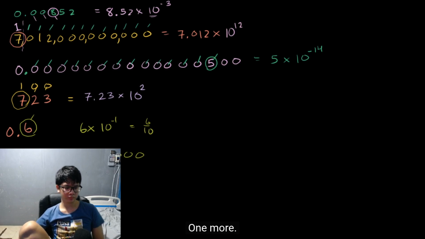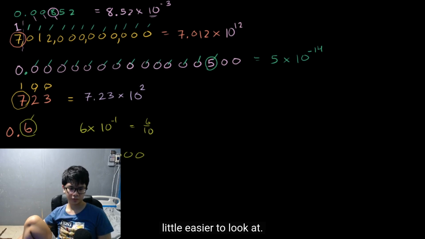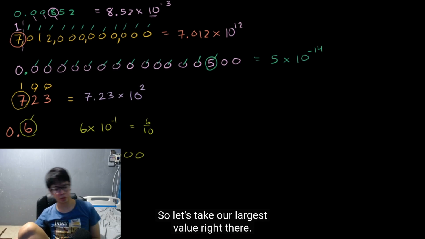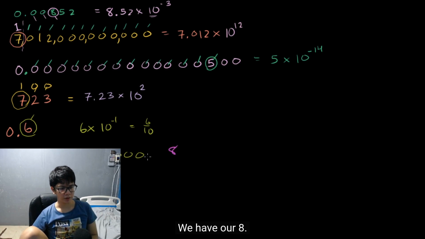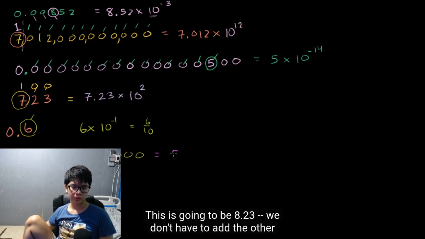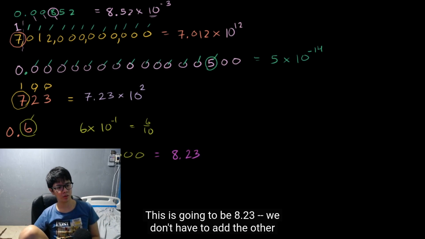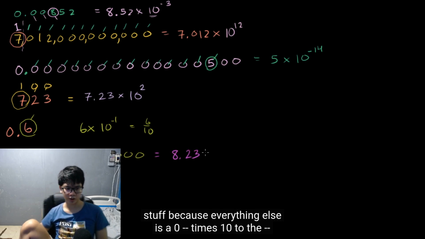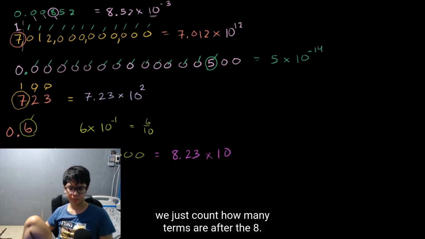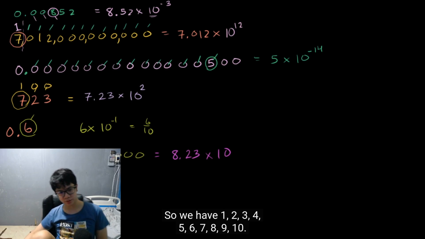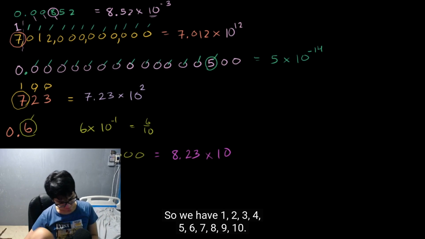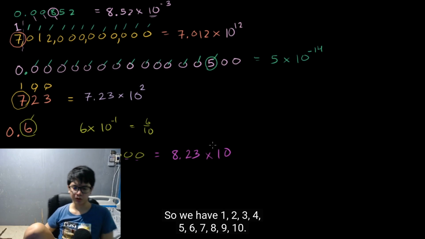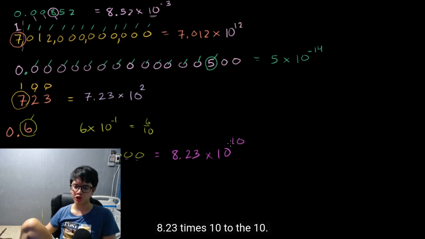One more. Let me throw some commas here just to make this a little easier to look at. So let's take our largest value right there. We have our 8, so it's going to be 8.23. We don't have to add the other stuff. Times 10 to the, well, we just count how many terms there are after the 8. 1, 2, 3, 4, 5, 6, 7, 8, 9, 10, raised to 10. 8.23 times 10 to the 10.